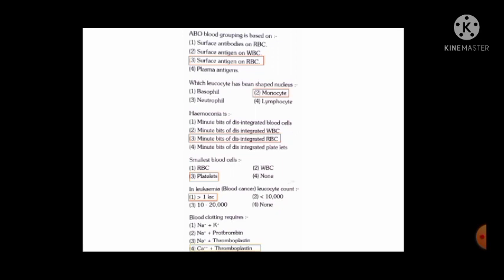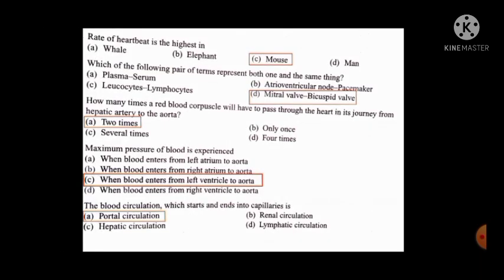Hemozoin is a minute bit of disintegrated RBCs, called hemochromia. The smallest blood cell is the platelet. In leukemia, blood cancer, the leukocyte count goes above 1 lakh, meaning a change in the number of WBCs causes blood cancer. Blood clotting requires calcium and thromboplastin.